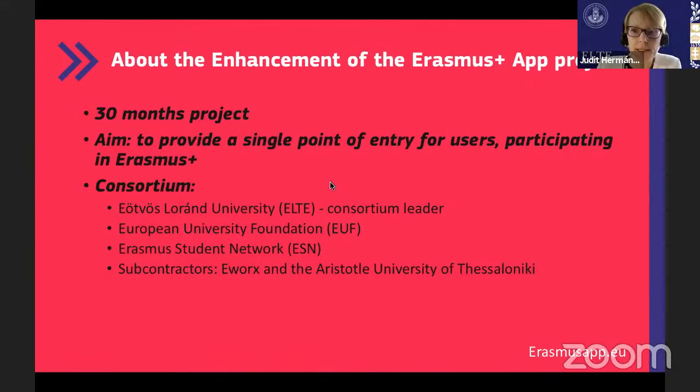The project is being implemented by a consortium of 3 partner institutions. Ötös Loránd University, as the consortium leader, is closely working together with the European University Foundation, as well as the Erasmus Student Network. In order to bring in the expertise of the IT development of the app, we are working together with 2 subcontractors, namely eWorks and the Aristotle University of Thessaloniki.